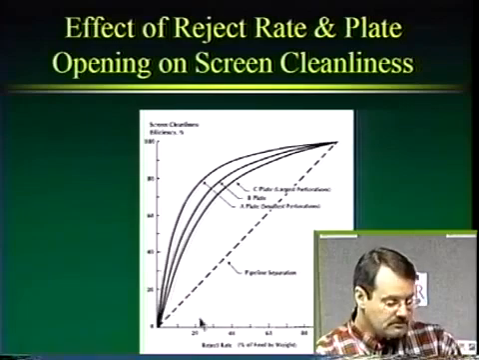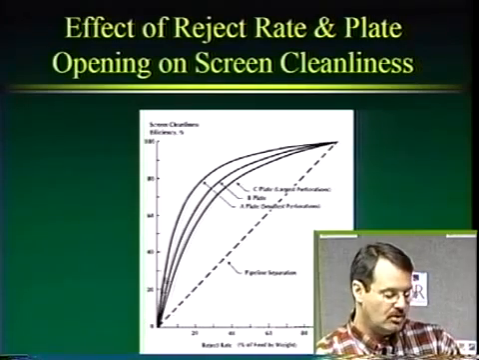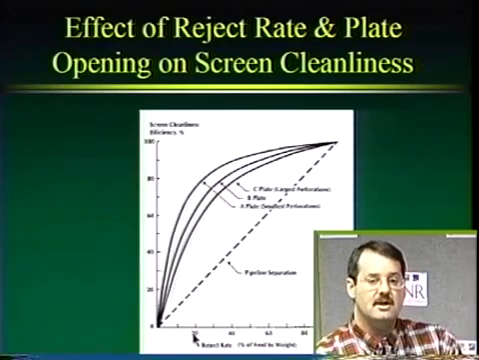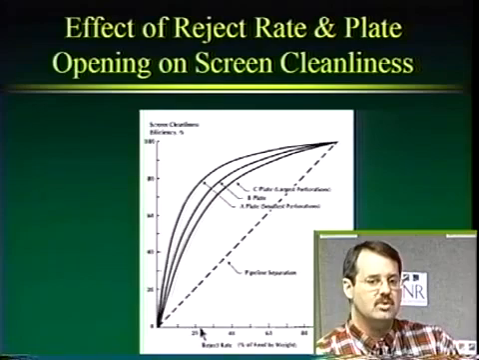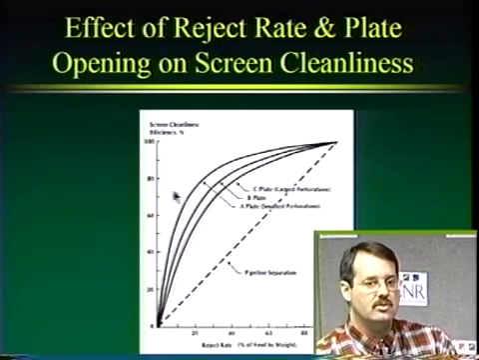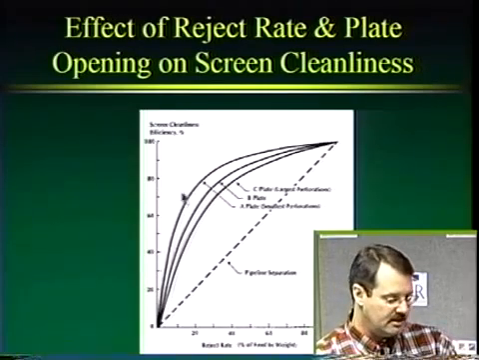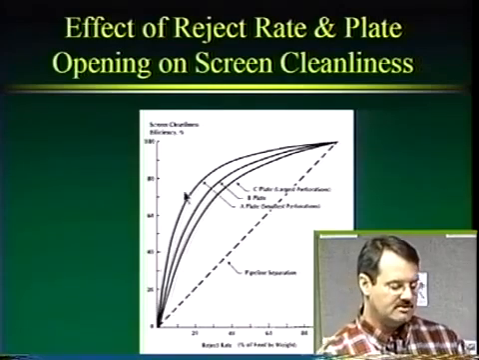Now, what you see is that these curves have this characteristic shoulder, and that this number right here is about 20% reject rate. So if we reject about 20% of our solids, then we can come up to these curves and see, if we reject that 20%, we're going to get about 70% cleanliness efficiency. Okay, and that's good. That's what we want.